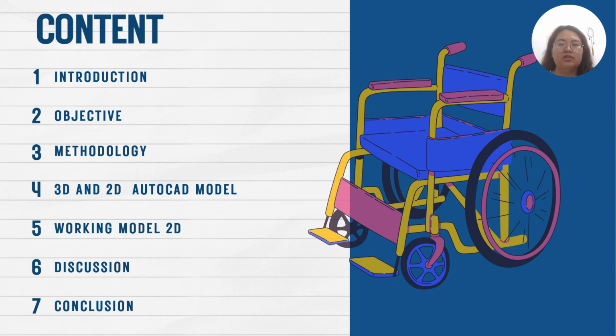We start with the introduction, and the second is the objective. After that will be the methodology, and then the 3D and 2D AutoCAD model. Fifth is the working model in 2D, and then we will go on to the discussion and also the conclusion.